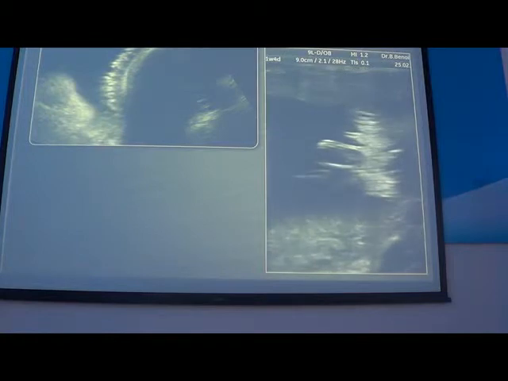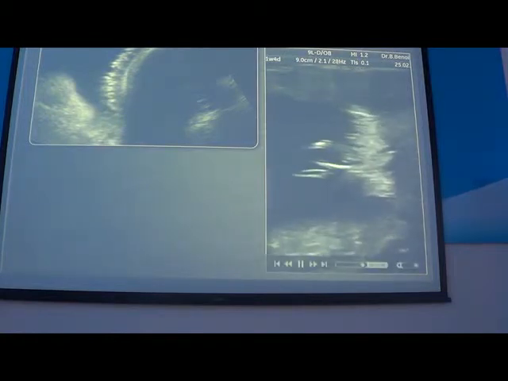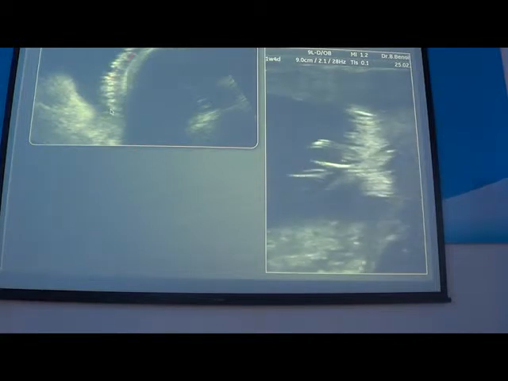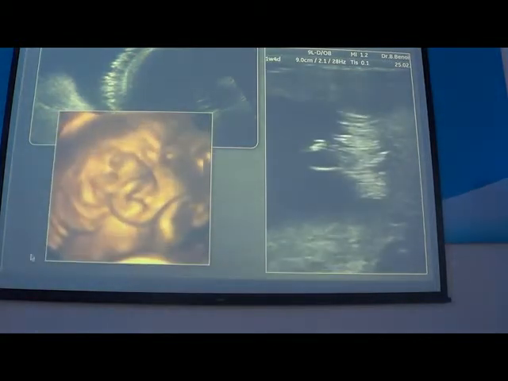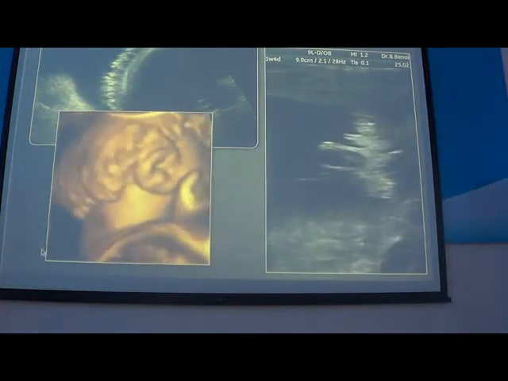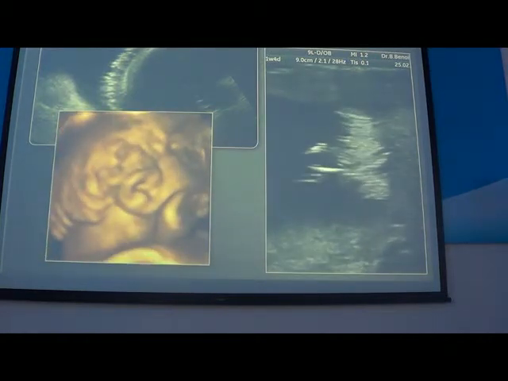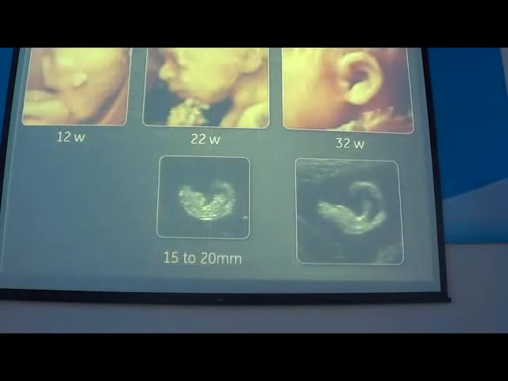Now we move on to the posterior part of the head with the hair. With 4D, a hairy baby. The different aspects of the hair, at 12 weeks.